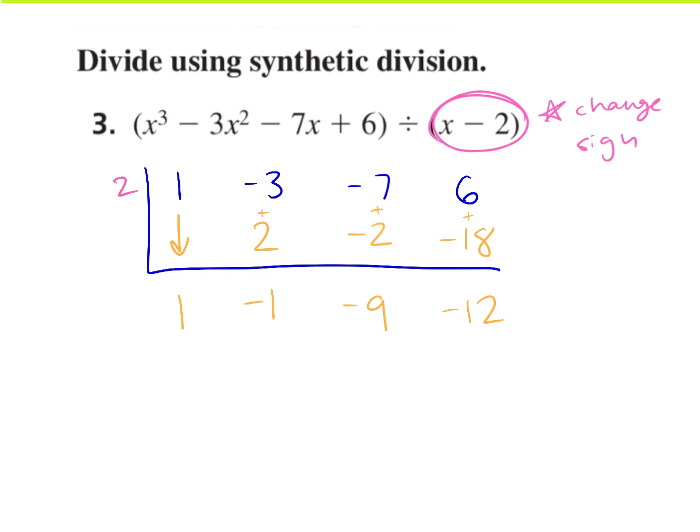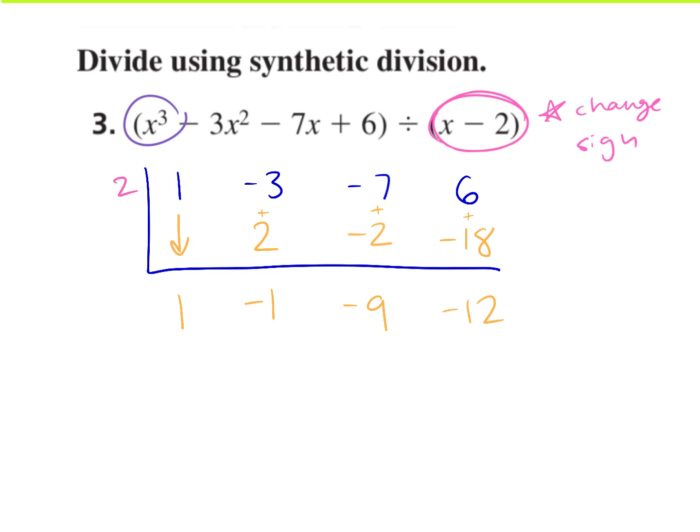Doing it synthetic division is a lot quicker, a lot easier, but still it's possible to make mistakes. Just be super careful with your multiplication and with your adding. If I had a sign error in the very beginning, the whole rest of my problem is going to be wrong. So just be careful with your signs.